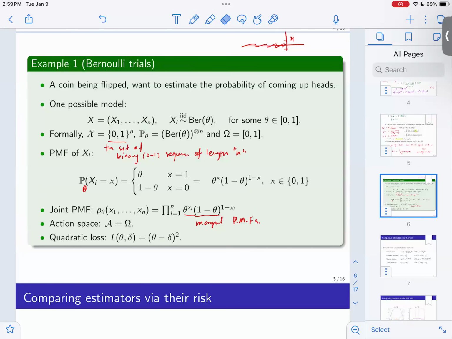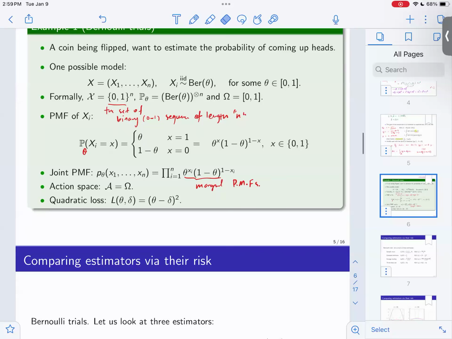Sorry? The percentage of... Can you say it louder? The percentage of having observed... Yes, the percentage of ones you observed out of the total number of observations, which is equivalent to the sample mean. Right? So xi is binary. When you sum them, you take the number of ones and divide by n.